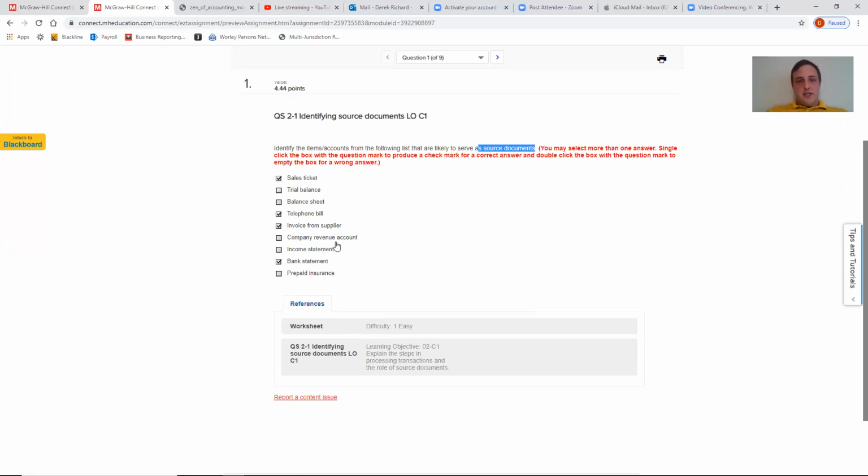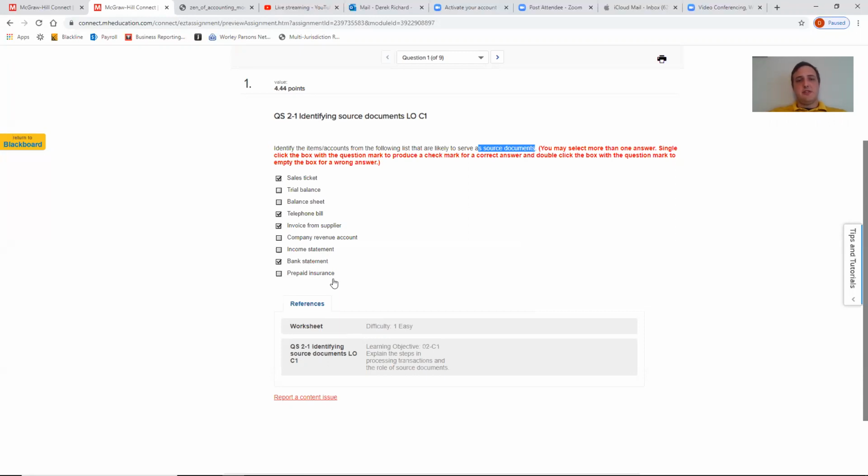Company revenue account, so revenue is what we've earned, and the account is a listing of what we've earned. So again, this is going to be reporting on it. Same thing with the income statement. The bank statement, in that we'll see the transactions that occurred for that month, and that's going to be a source document because things like interest and accounting fees will only show up on that bank statement.